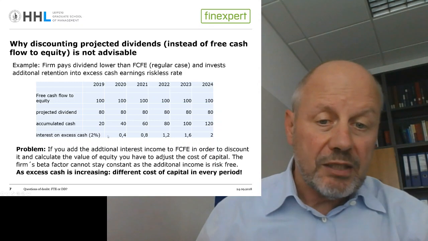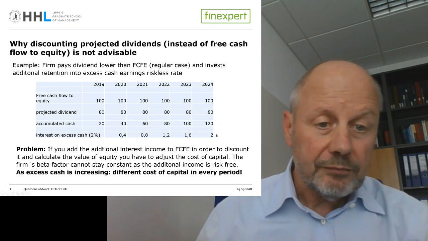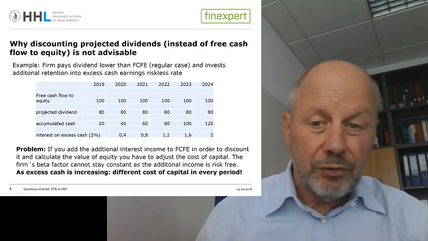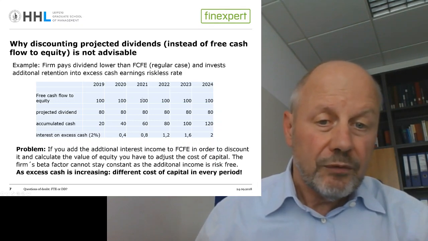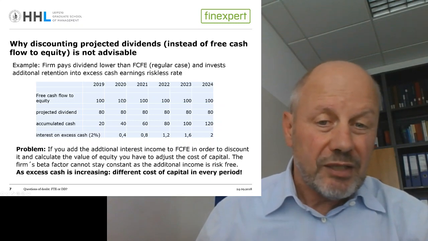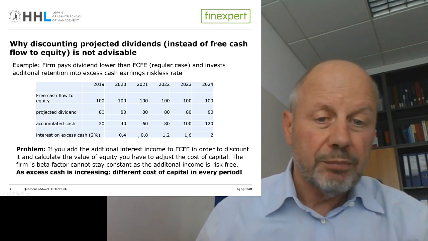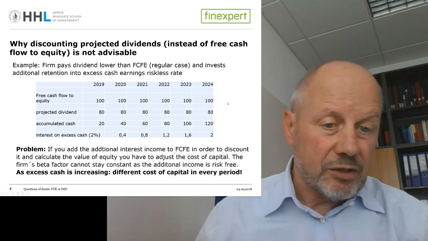And the significant problem stems from the fact that this income here in the bottom line that is generated by cash is riskless. And that means that you cannot simply add it to the free cash flow to equity up here, because if you do, then of course you mix and muddle up two cash flows of a different risk. And if you then want to discount the sum over the two, 100.04 or 100.08, you would have to adjust the cost of capital and the cost of equity.